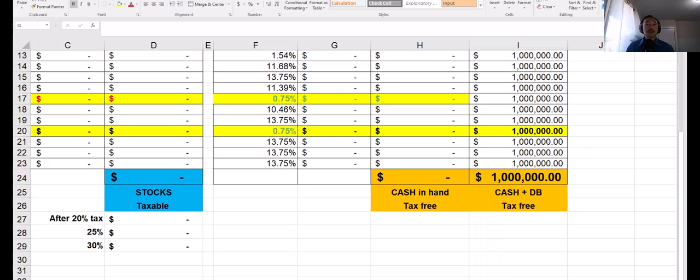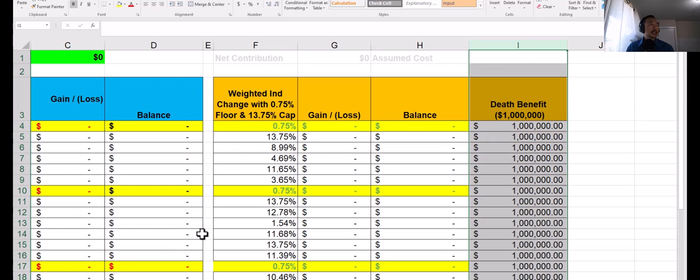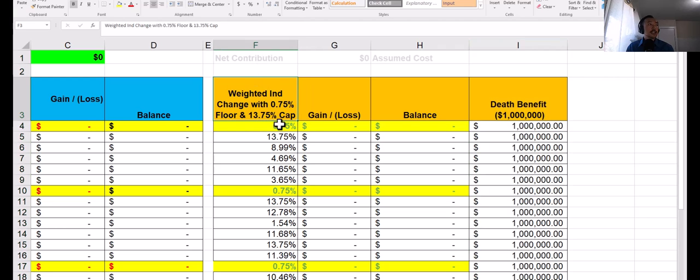Okay, now that we've explained the chart, let's add in some numbers and see what it looks like. The first one is the S&P 500, and how you can tell is because the cap is at 13.75, and then in the next example you'll see the global at 15%. But let's see what it looks like when you add in some numbers.